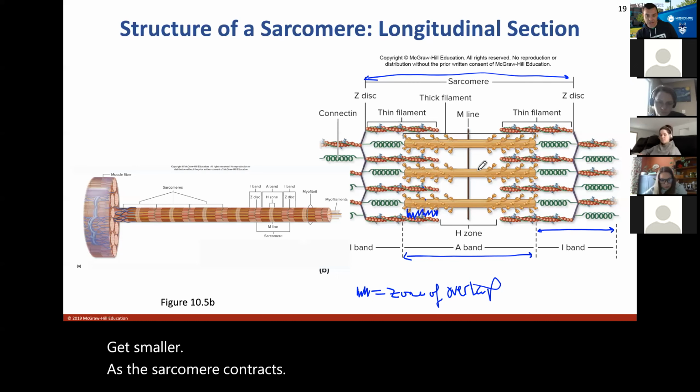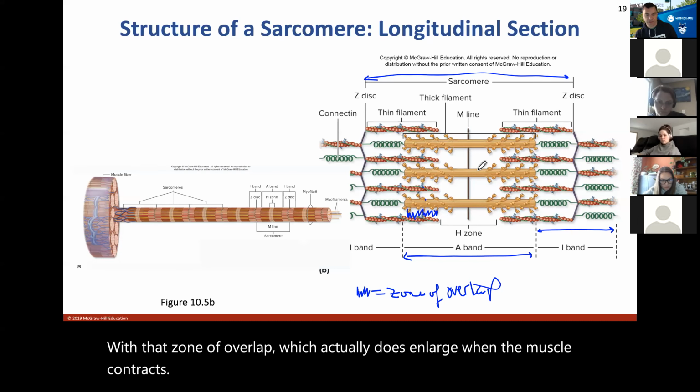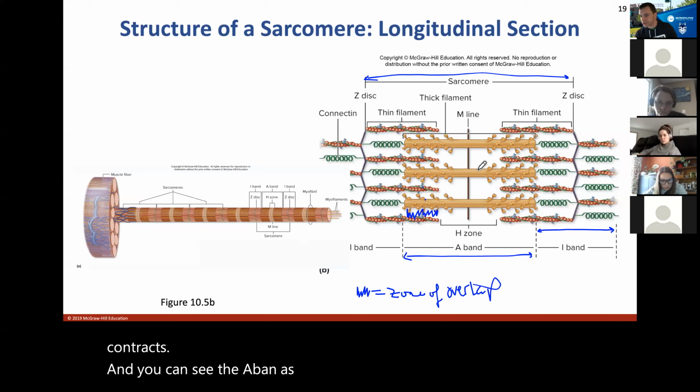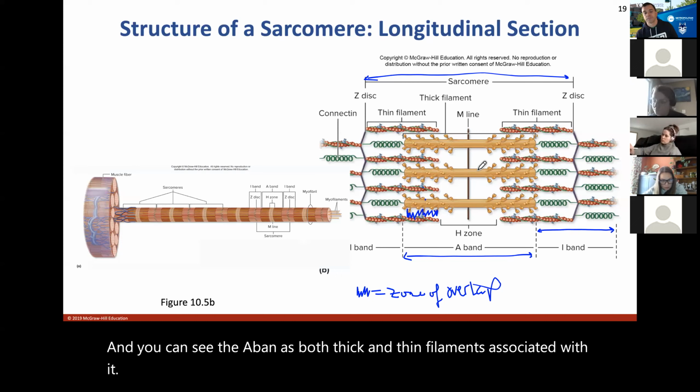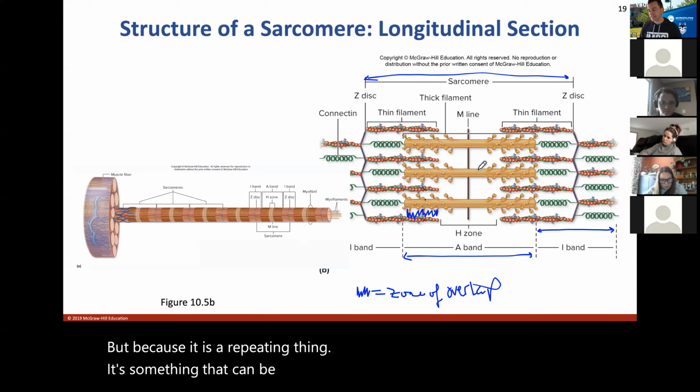Have the A band with its zone of overlap, which actually does enlarge when the muscle contracts. And you can see the A band has both thick and thin filaments associated with it. But because it is a repeating thing, it's something that can be easily tested, easily studied to figure out what in the world all this does.